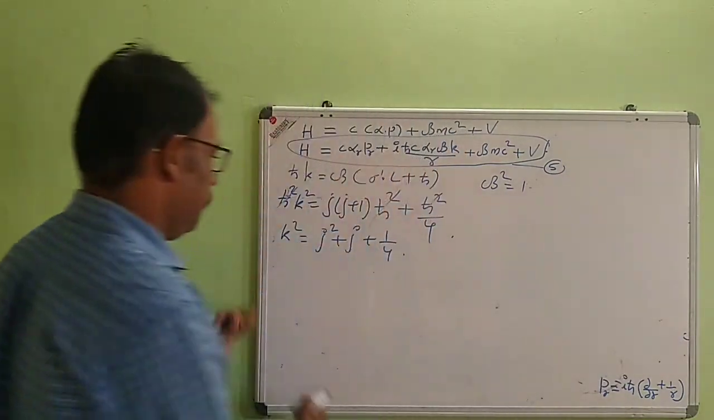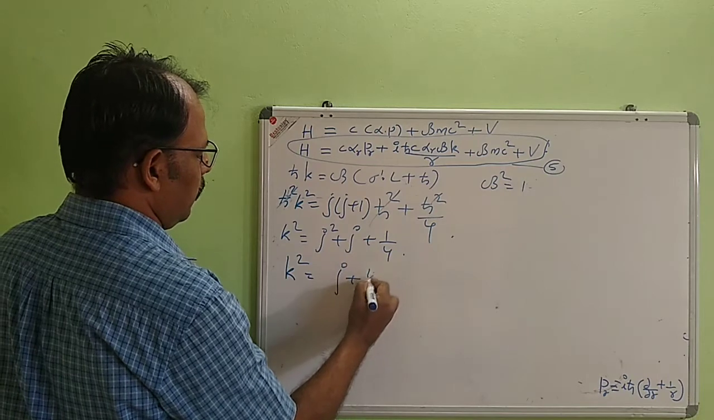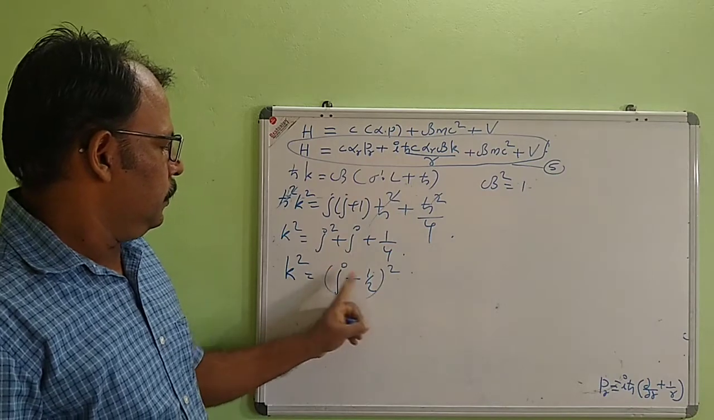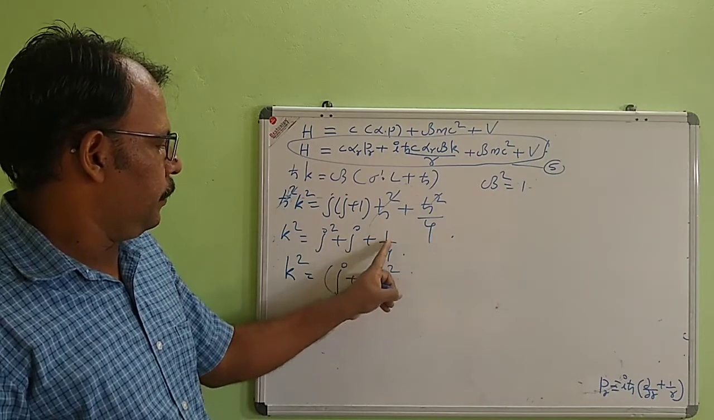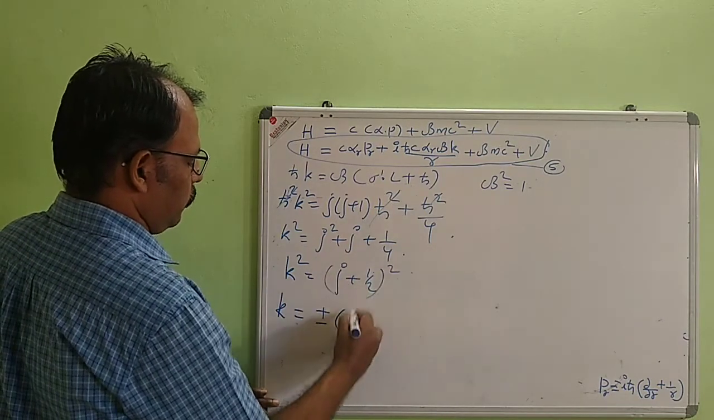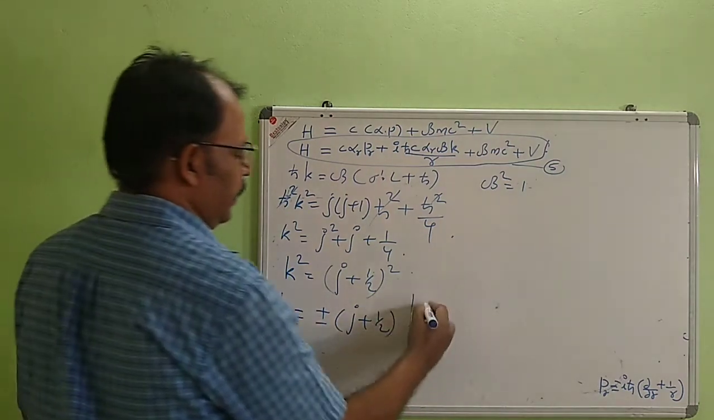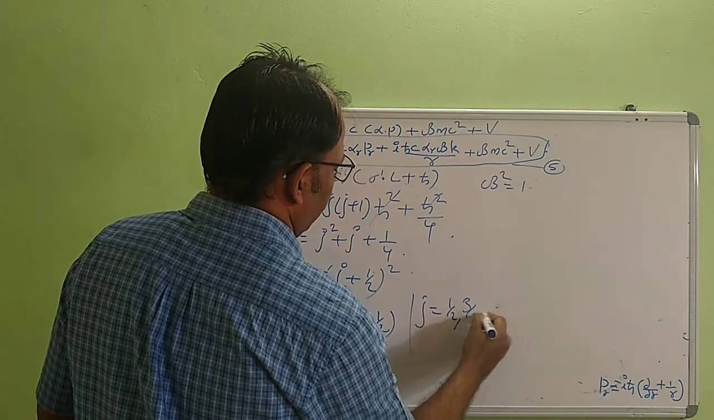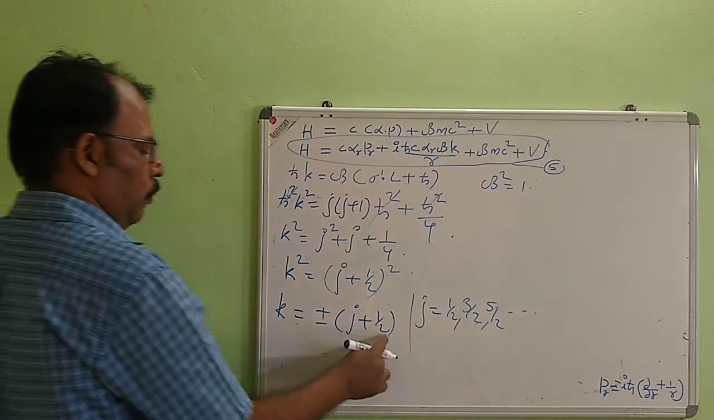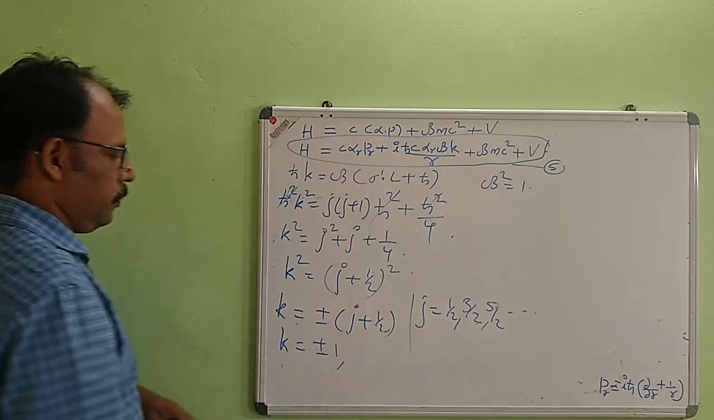So k square equal to j square plus j plus 1 by 4, or we can write k square equal to j plus 1 by 2 the whole square, or we can write k equal to square root of j plus 1 by 2 the whole square, so it is plus or minus j plus 1 by 2. Now the value of j can be 1 by 2, 3 by 2, 5 by 2, etc. When j equal to 1 by 2, 1 by 2 plus 1 by 2 is 1. So k can have plus or minus 1.